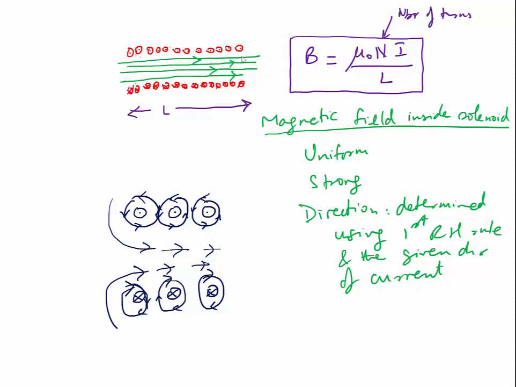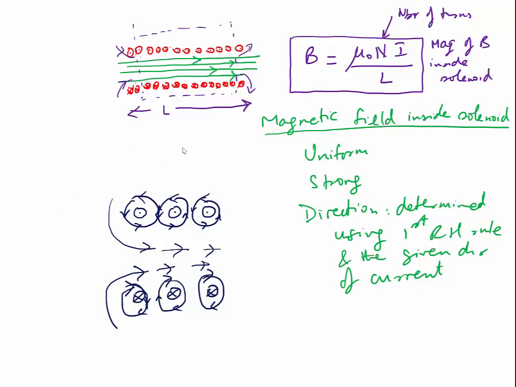Of course, there will be edge effects here, similar to our discussion of parallel plate capacitors for electric fields. So if we ignore the edge and look at most of the solenoid, we will have a uniform magnetic field. So this is the strength or the magnitude of the magnetic field anywhere inside the solenoid, ignoring the edge effects.